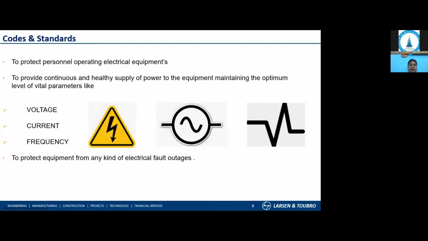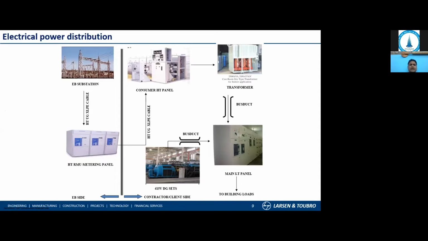And at the same time, at any point of time, the equipment also has to be protected, and only the faulty equipment has to be discriminated or segregated from the healthy systems. So these are all the primary responsibilities of the electrical design engineer to deliver. This is a very, very basic distribution, in the simplest form, that we would like to explain.